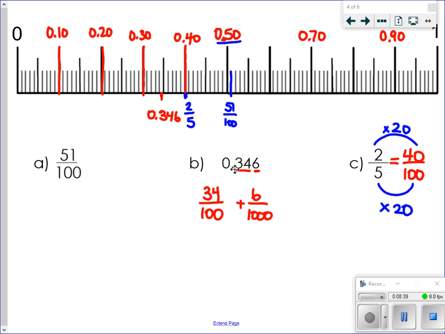What would be the greatest number? The number that is furthest to the right. So that means 51 hundredths is the greatest number. What would be the smallest number? Well, the number that is furthest to the left: 0.346, or 346 thousandths. 346 thousandths sounds like a pretty big number, but because thousandths are much smaller pieces, it's a smaller number.